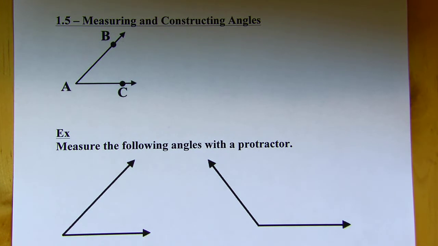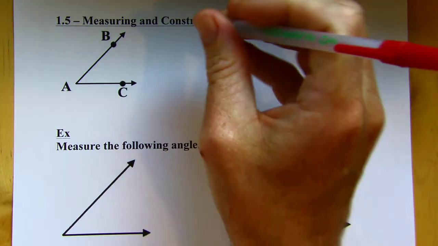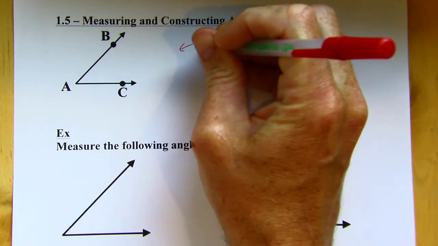1.5, measuring and constructing angles. Okay, so I've got an angle drawn here, and I just want to talk about how you can name this angle. So there are a couple of different ways. Some people might call it angle A, just naming it by the vertex.